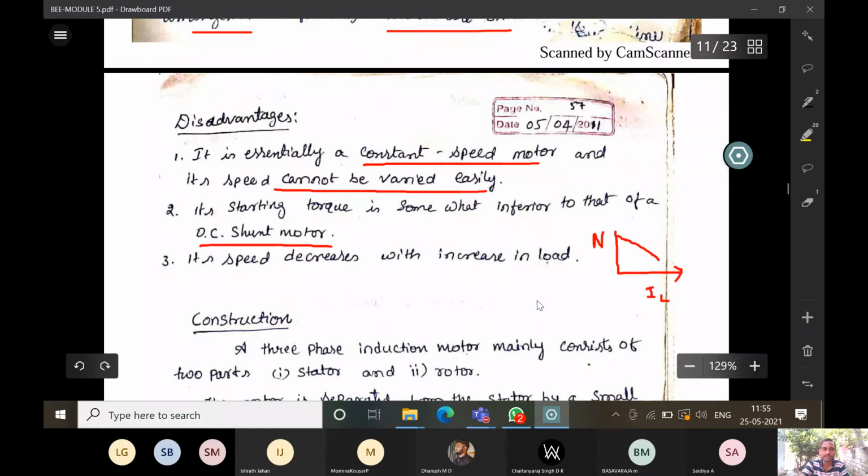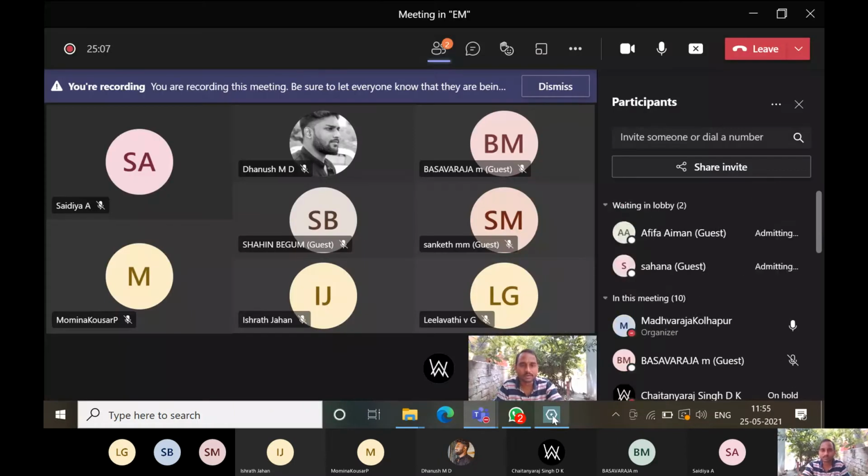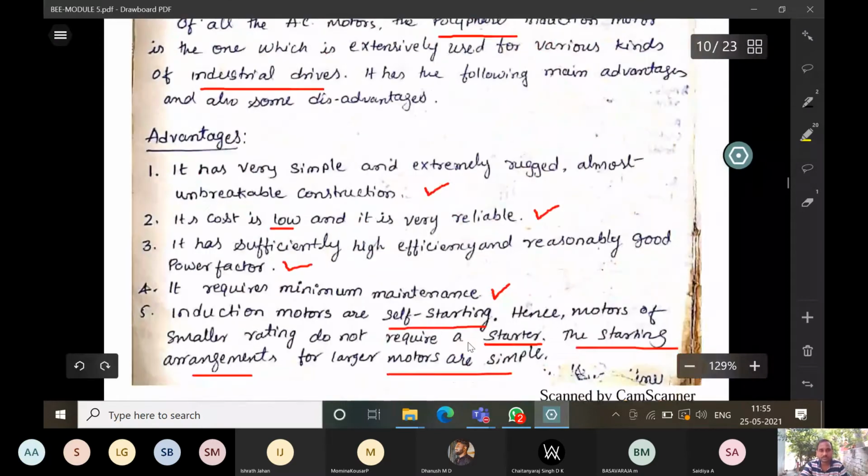So that is the characteristics. So these are the disadvantages of the induction motor. Okay, so now you got the merits and demerits of the induction motor.